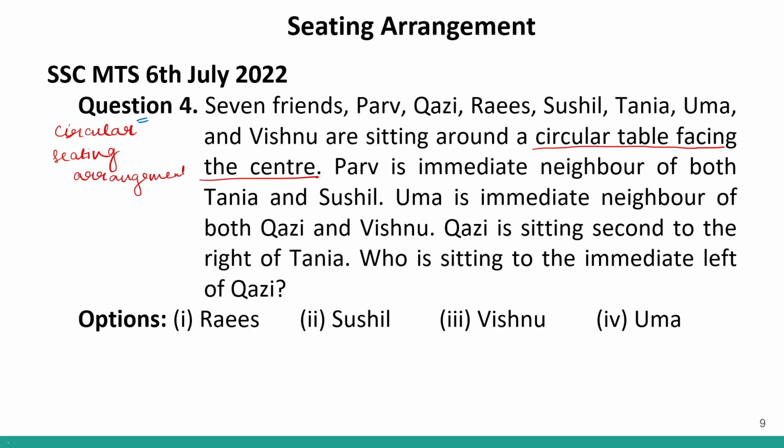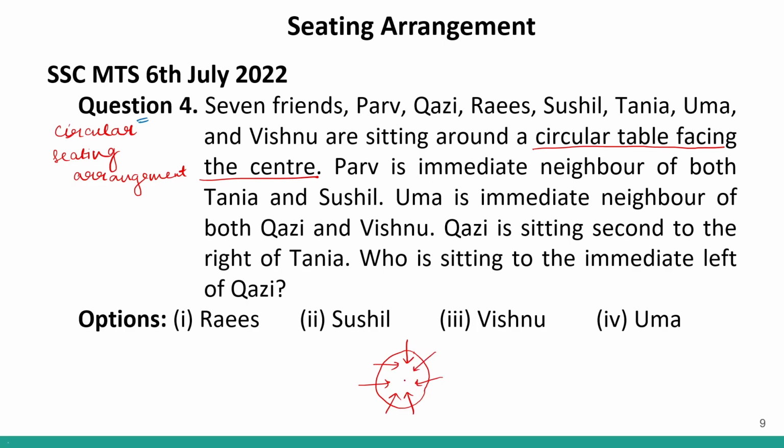In circular seating arrangement, I told you that there are 3 types of questions. Either everybody is facing towards inside, or everybody is facing towards the outside, or there could be some people facing towards the inside and some people facing towards the outside. So in this case, they are facing the center. So there are 7 friends. If this is my center, so this is my table basically, we have 7 friends facing the center. So 1, 2, 3, 4, 5, 6 and 7.